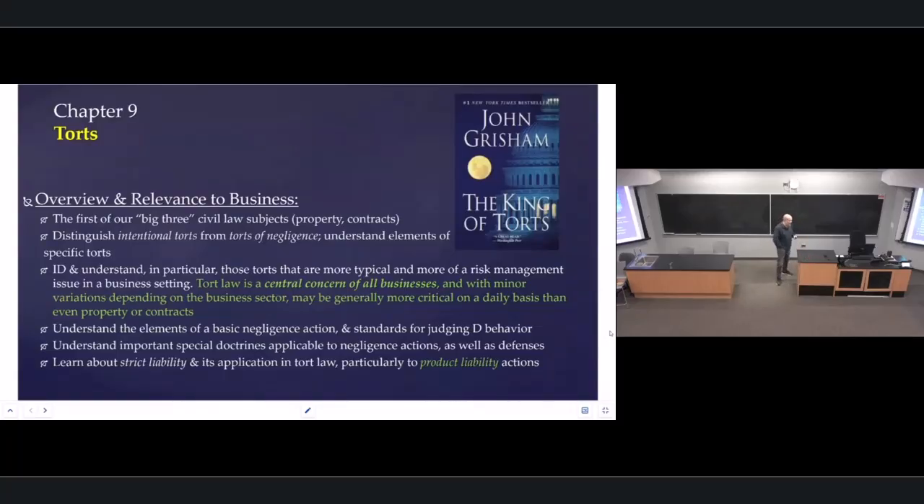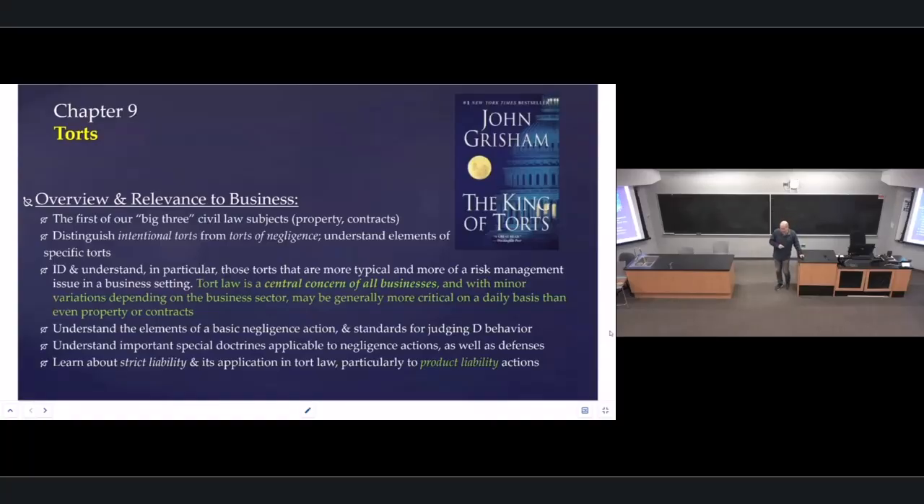But the reason I call these the big three areas of civil law is because they are the three on which an overwhelming majority of civil litigation is based. In business, in particular, the two big ones of the three, although property with intellectual property issues is coming along nicely now, but historically, the big two issues have been contracts, which is why we're doing 2 weeks on them at the end of the semester, and torts.